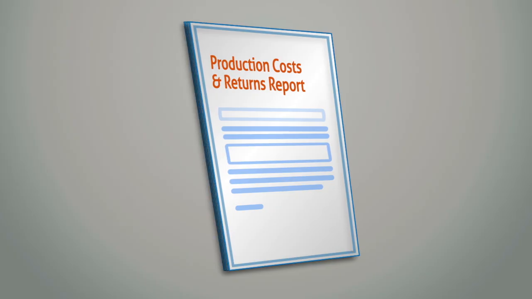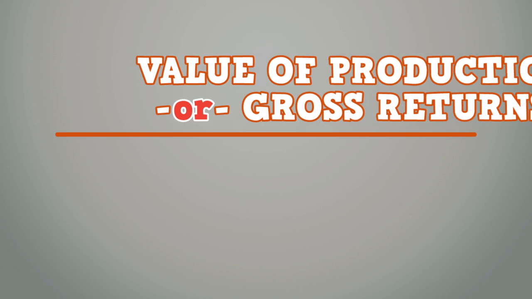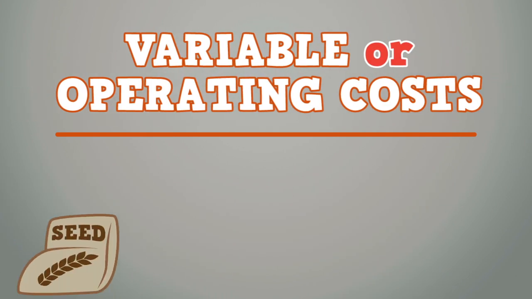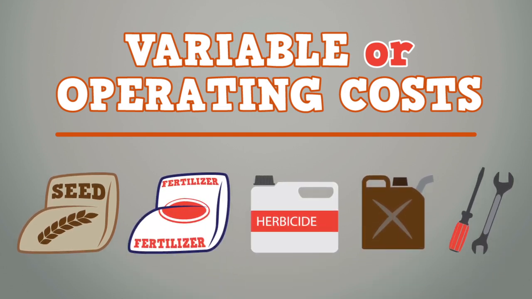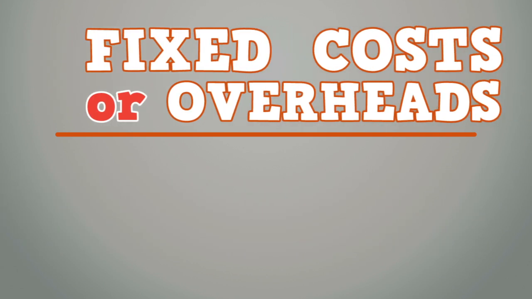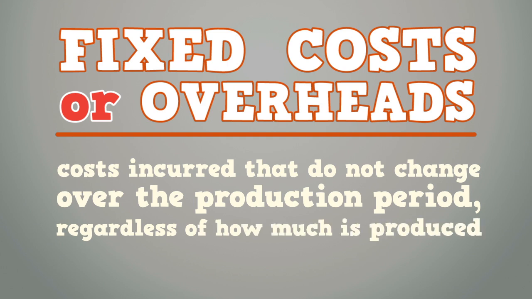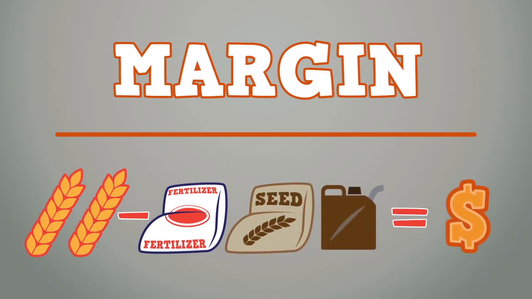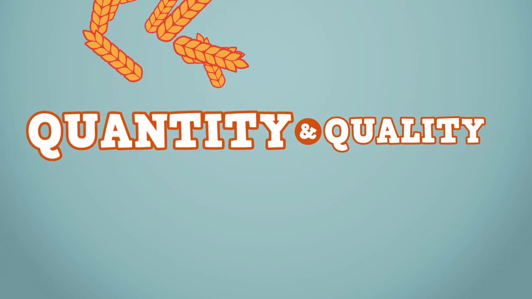Production costs and returns reports are organized into four separate categories: value of production, or gross returns; variable or operating costs such as feed, seed, fertilizer, herbicides, fuel, repair, and hired labor; fixed costs or overheads, including interest on debt, insurance, property taxes, and depreciation; and finally, margin, the amount left over to cover remaining costs and provide a return on the operator's equity.